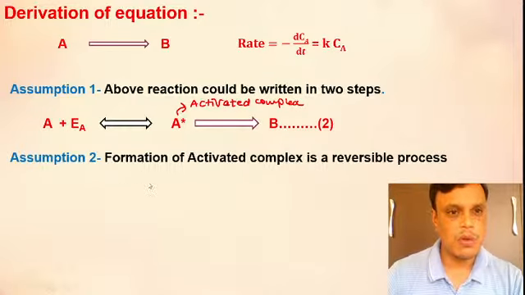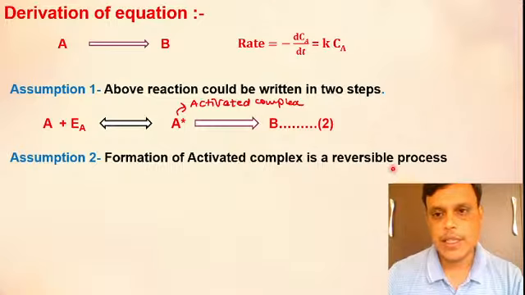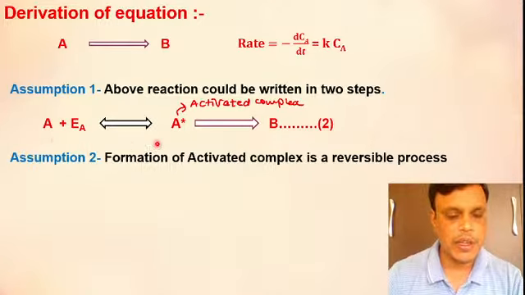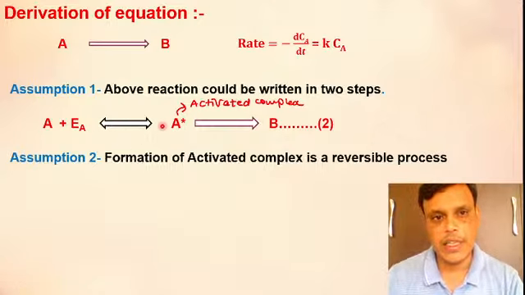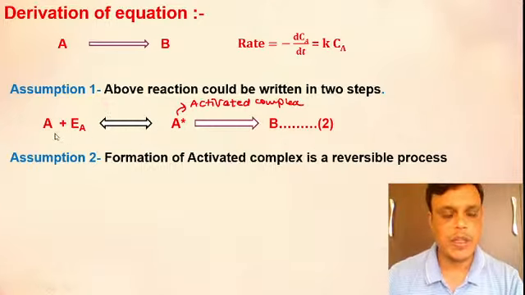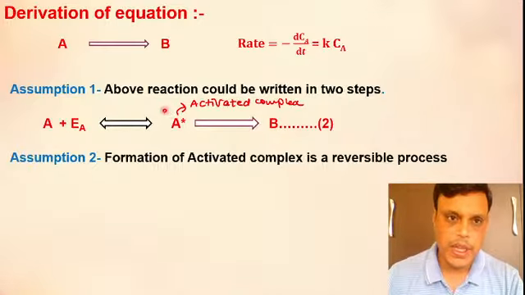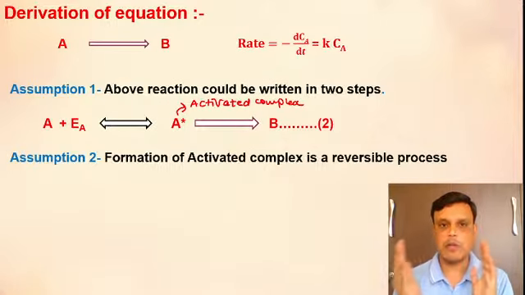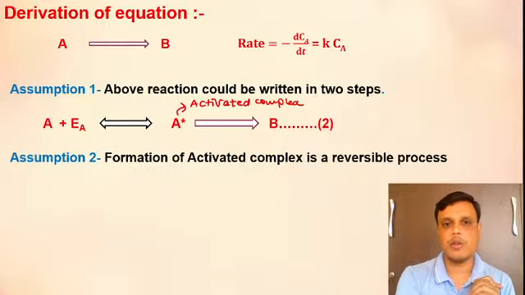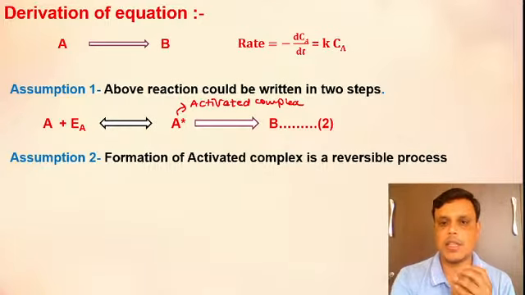What is assumption number 2? Formation of the activated complex is a reversible process. See these steps I have written in. This arrow indicates it is a reversible reaction. That means if the activated complex forms, again that activated complex can convert back into the reactant molecule. So there may be formation of the activated complex and again from the activated complex formation of product takes place. Okay, so this is assumption number 2.